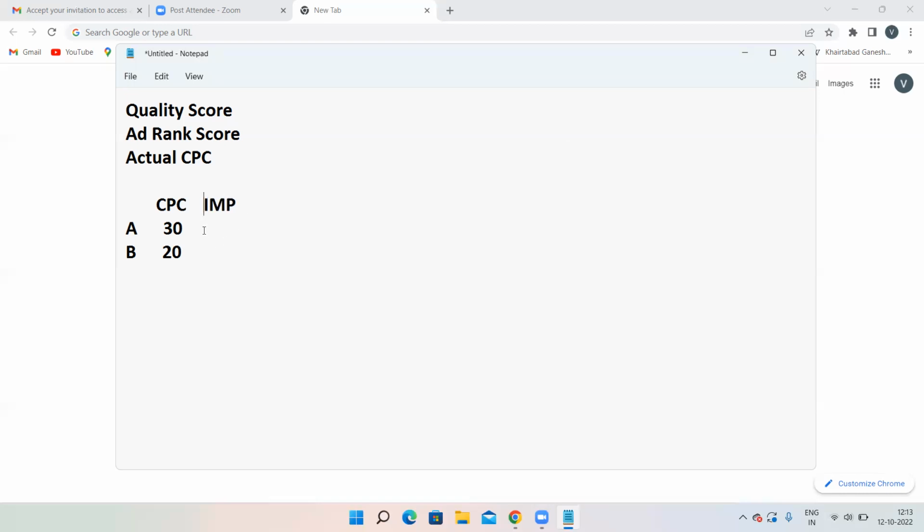Now, let's assume A and B both have targeted the same keyword, called interior designers in Hyderabad, or digital marketing in Hyderabad, whatever it is. Both have targeted the same keyword. Now let's assume 100 people have searched for the same keyword. Then how many impressions will A get and how many impressions will B get?